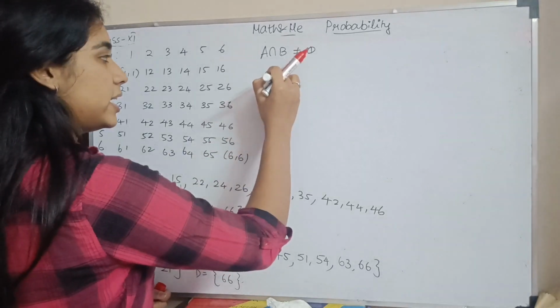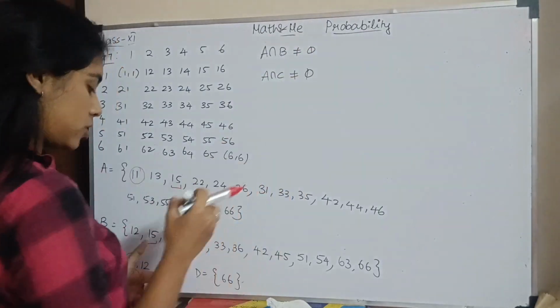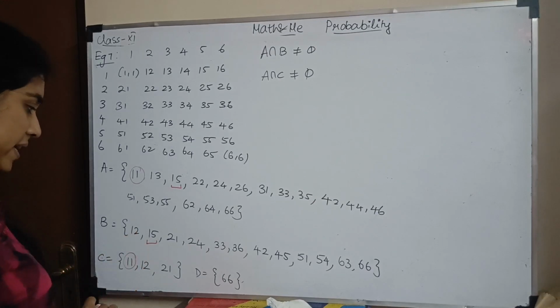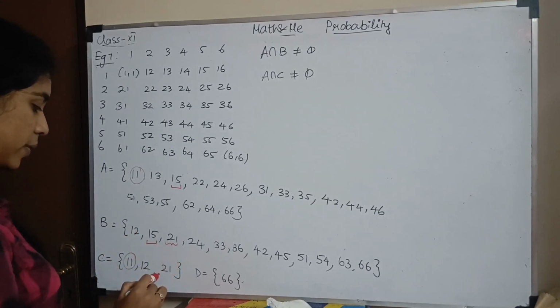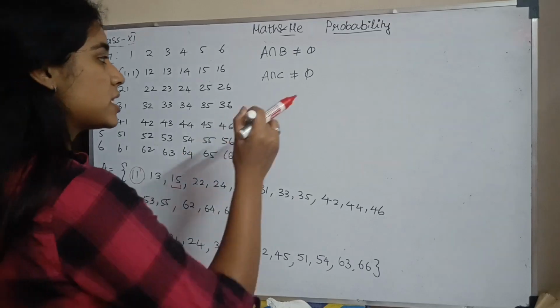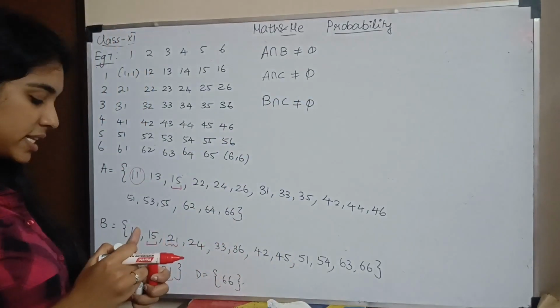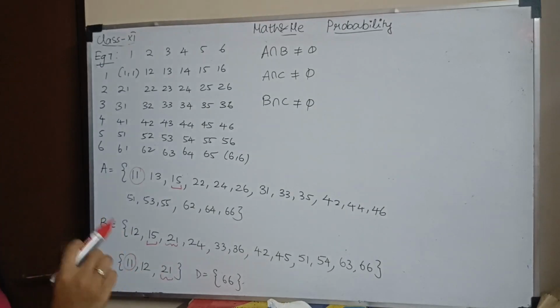Which means A intersection C is also not a null set. Okay? Then let me see for B and C. B and C la enna common ah irukku? I see 21 and 21. Which means B intersection C is also not equal to null set because there is some intersection. இல்லையா? So அங்கே intersection இருக்கு.